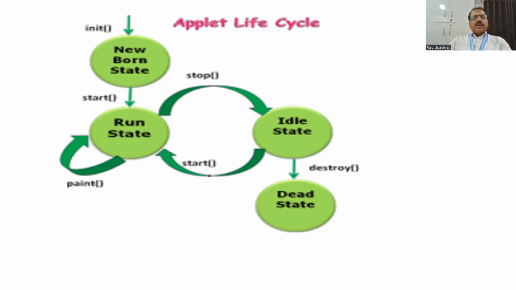So once the applet is destroyed, we cannot start the applet again, right? So we can compare this method with the Thread class dead state. That means once the applet is destroyed, again we need to start its life cycle. That means we have to start with init, then start, then paint, then everything happens, right?